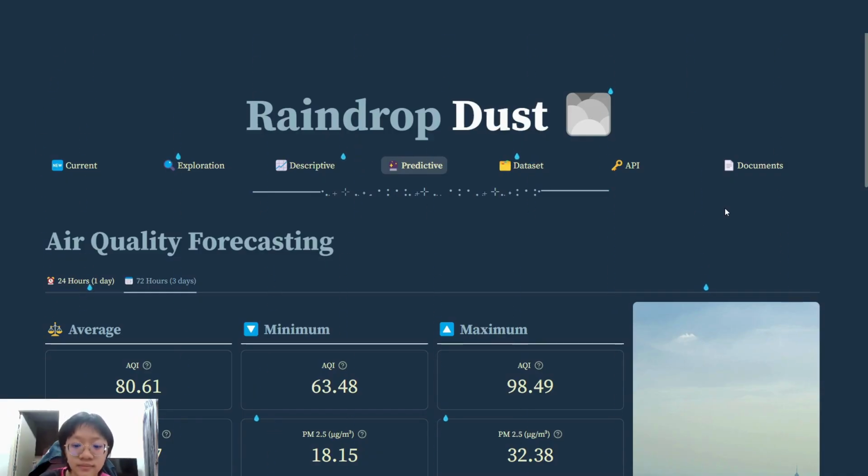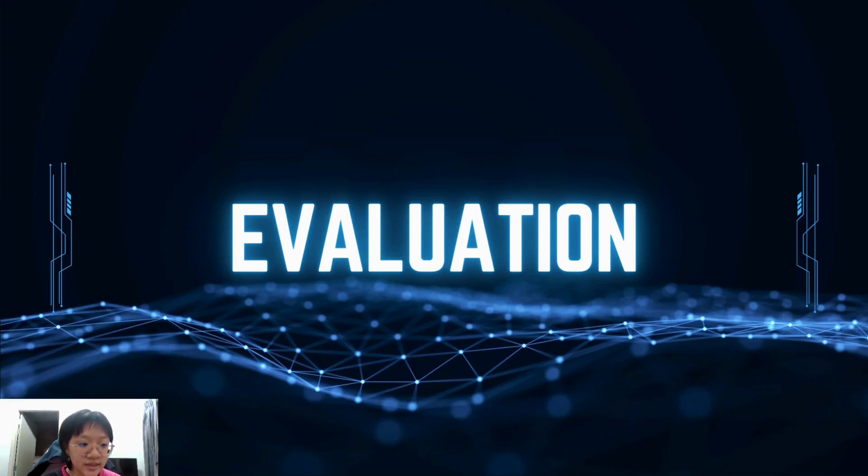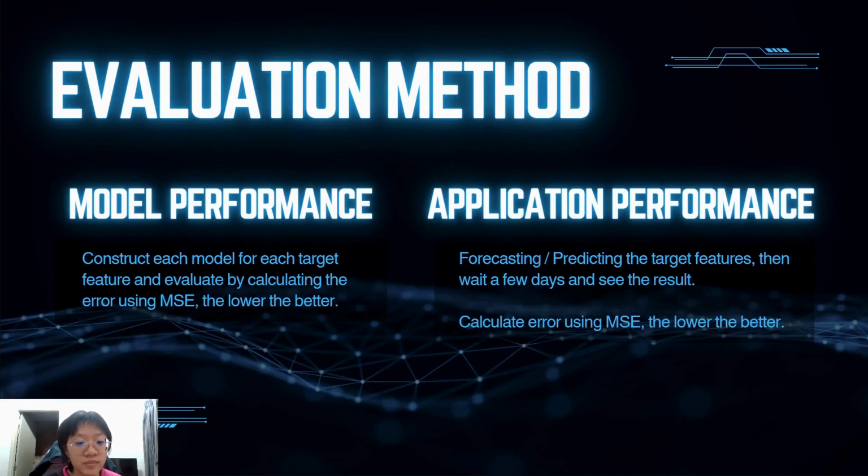For the evaluation, we have two performances. The first is the model performance, which is the construction of a model for each target feature, and we evaluate them by calculating the error using MSE. The lower is the better. The second is the application performance, which is the prediction of each target feature that we waited a few days for and then checked the results. And then we calculate the error using MSE. The lower is still the better.